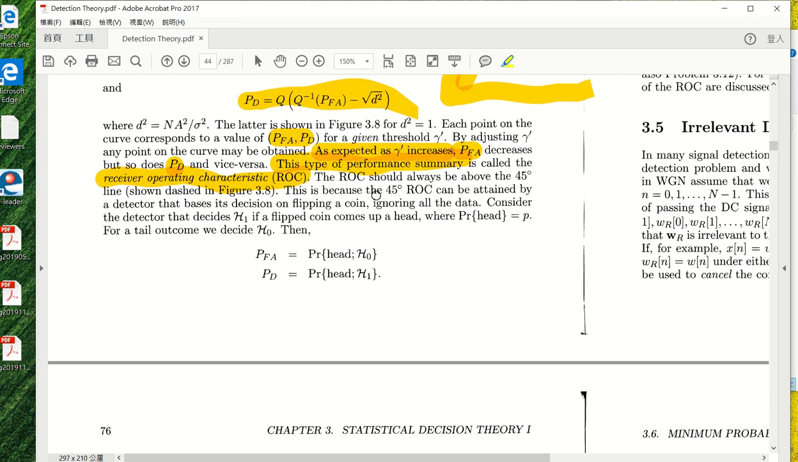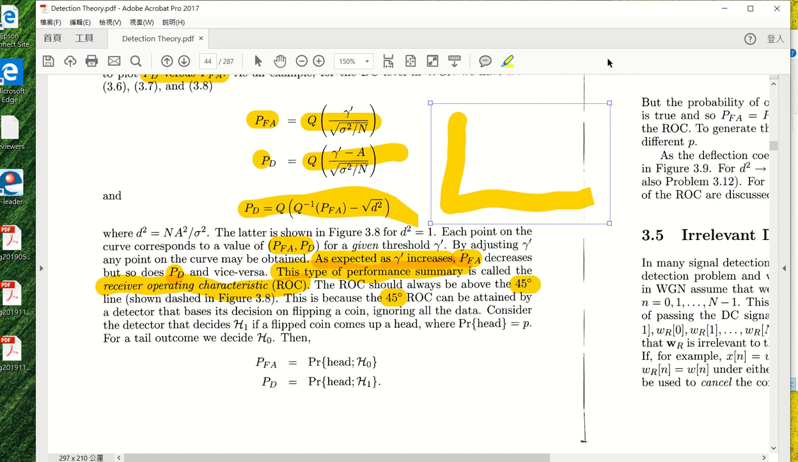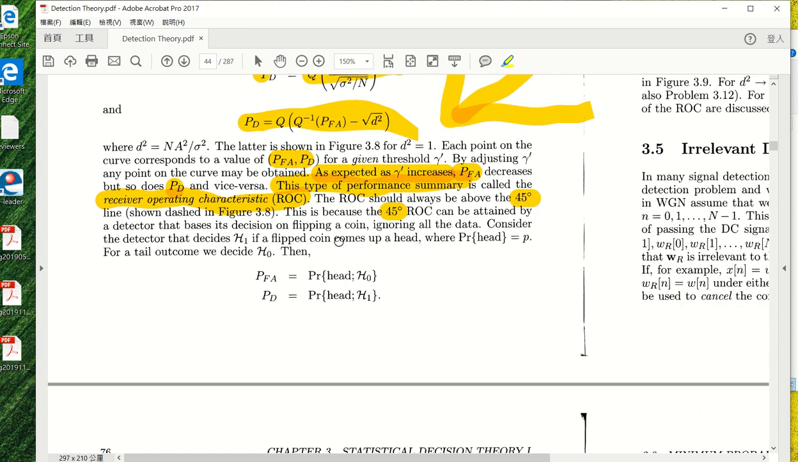And then it's always above the 45 degree line. This is because the 45 degree line can be attained by a detector that makes a random decision. If you just make a random decision, you don't have any information, then you get a 45 degree line. That's a random guess. That's flipping a coin, ignoring the data.